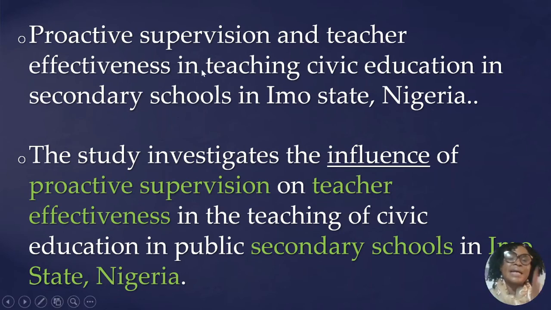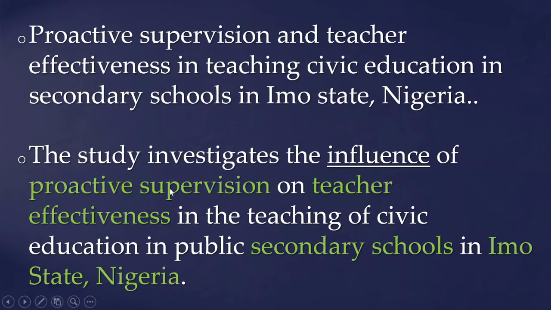So now this is the title of the study. This is the purpose we are trying to generate here. The study investigates the influence of proactive supervision on teacher effectiveness in teaching of civic education in public secondary school in Imo State, Nigeria. I use colors to let us understand that we have the independent variable there, we have the dependent variable there, we have the association, we have the location, as already said.